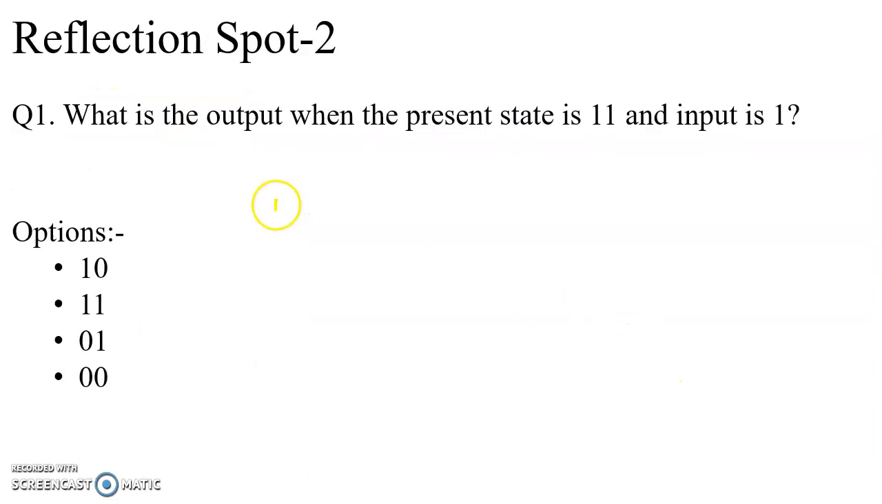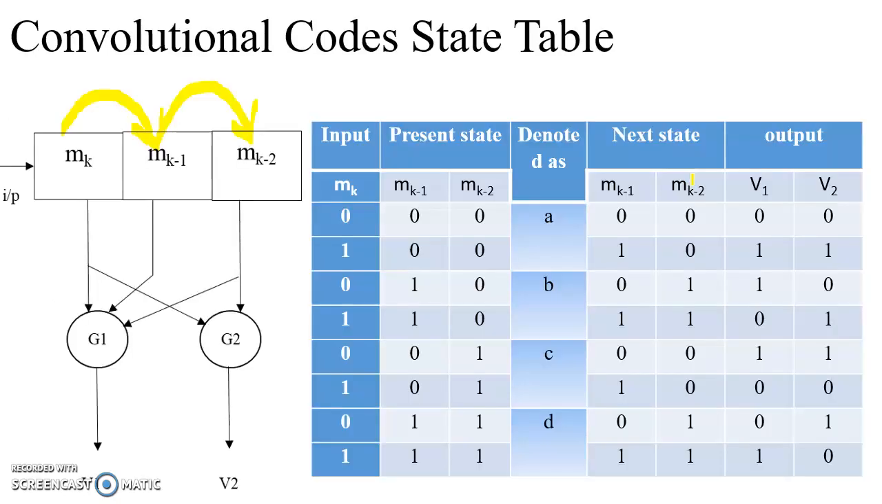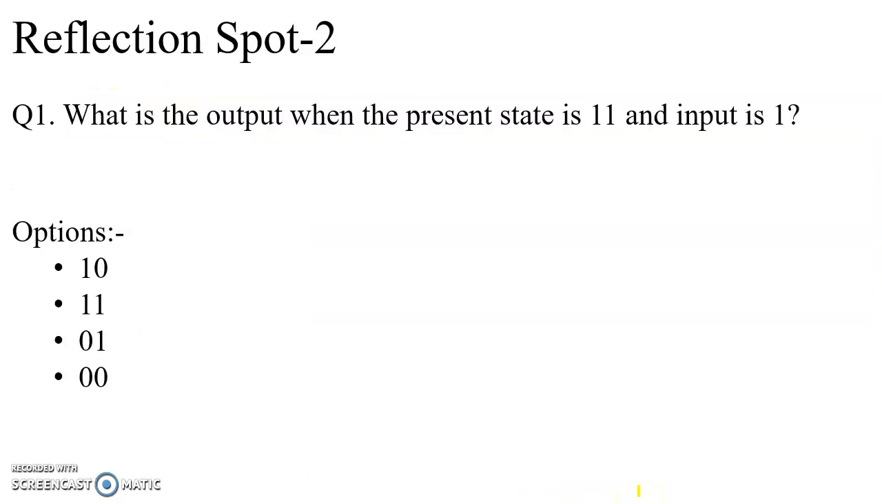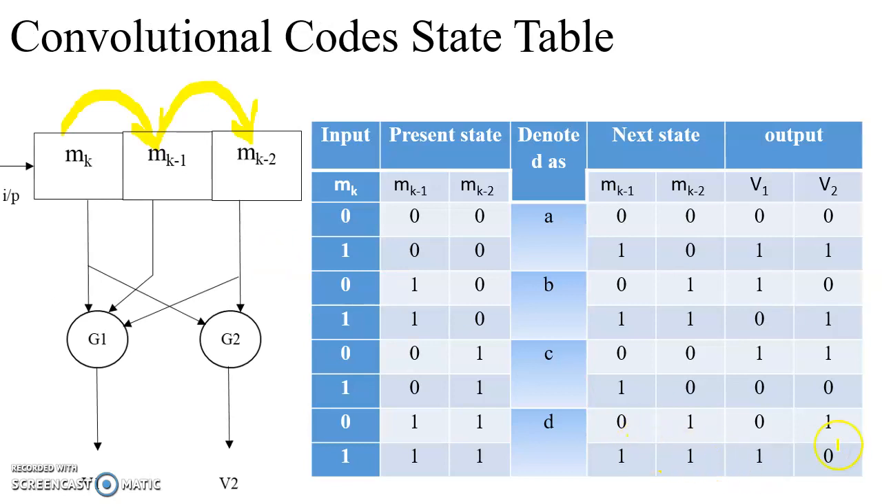Now the reflection spot. Again the question asked is, what is the output when the present state is 1, 1 and the input is 1? I'll take a pause and I'll show you the state table also. So you tell me the right answer. What is the output when the present state is 1, 1 and the input is 1? All these options are given, the correct answer is 1, 0.